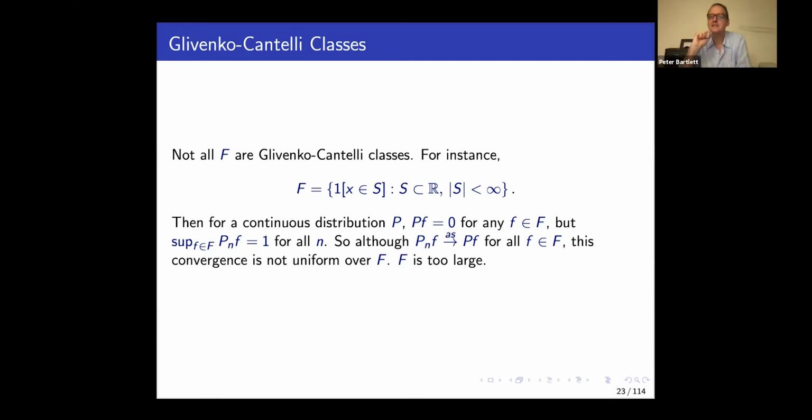And so for any particular function, the sample average of F approaches the expectation with probability 1: as soon as you see a single sample, you're almost surely going to have Pn of F equal to P of F. But if you look uniformly across the class, the maximal deviation between expectations and sample averages is as big as it can be. It's 1. So that class is too rich to have this Glivenko-Cantelli property.